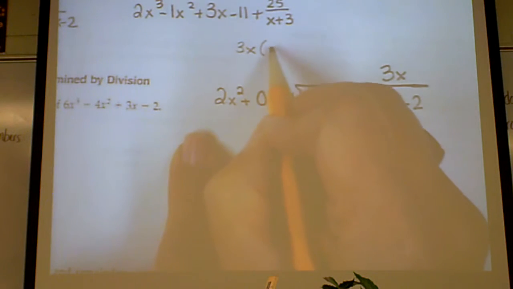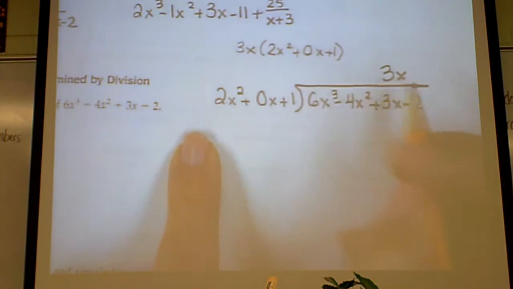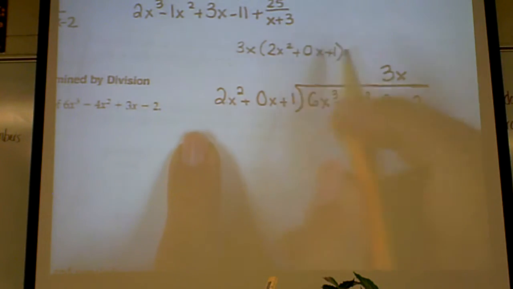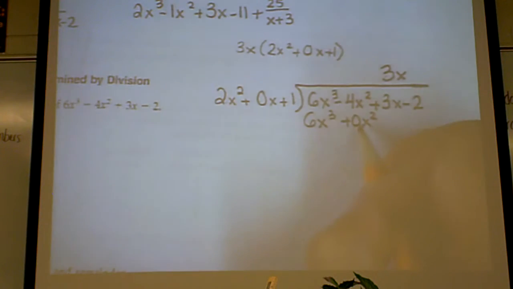It's like 3x times 2x squared plus 0x plus 1. What would you get when you multiply these 3? You get 6x cubed. You want these to match up perfectly, and they do. What's 3x times no x? No x squared. Hold on, Jordan, I'm going to answer your question. 3x times 1 is 3x.